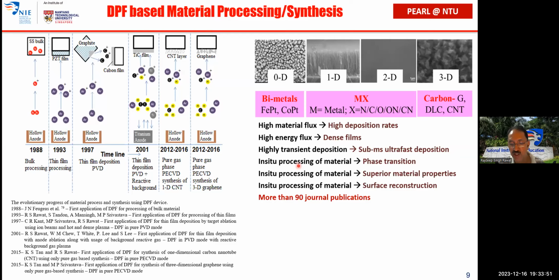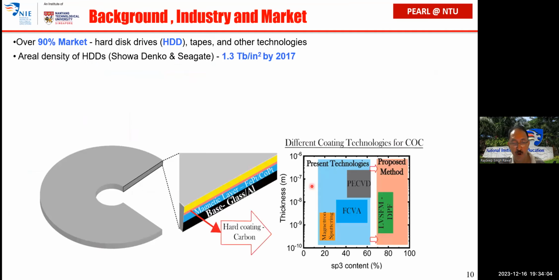You can achieve in situ phase transitions. We normally get materials with superior material properties, and with enough experience, we can operate it in many different ways to grow any kind of material that we want. With that as a general introduction, let me go to this work that we did with reference to this.